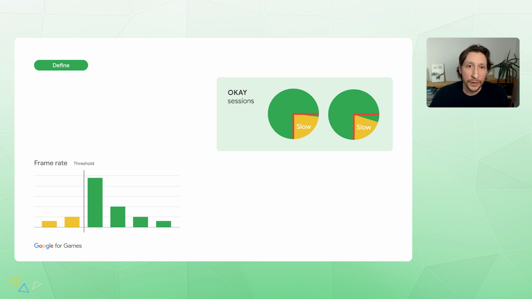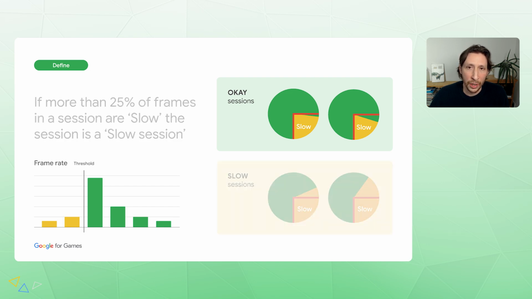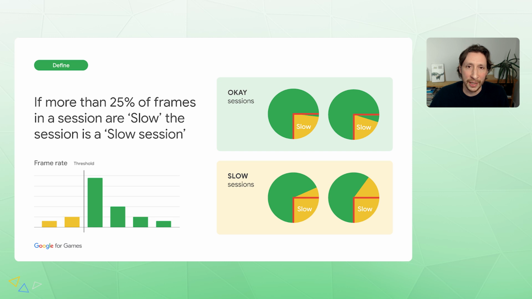At the same time, we've already acknowledged that there may be good reasons to render frames below 30 frames per second at times, and we realize that even unintentional variation can be hard to avoid completely. So we have defined a slow session as one where more than 25% of frames are rendered slower than the target frame rate of 30 frames per second.